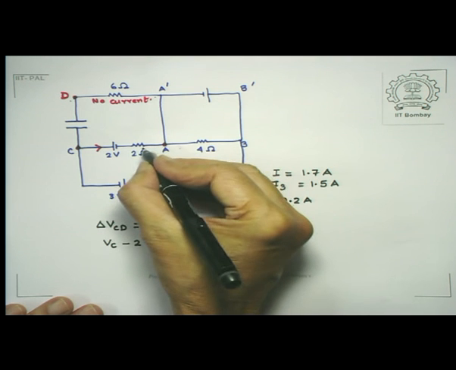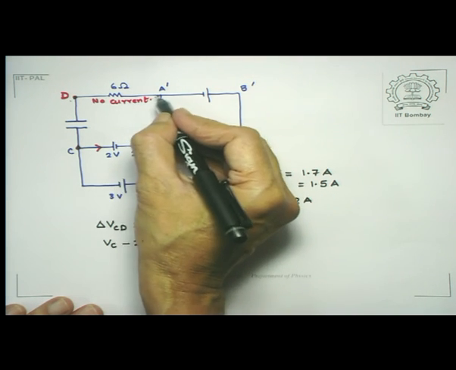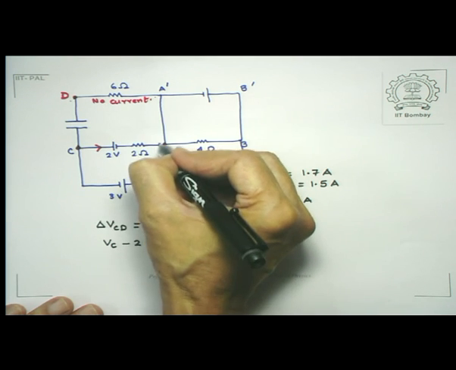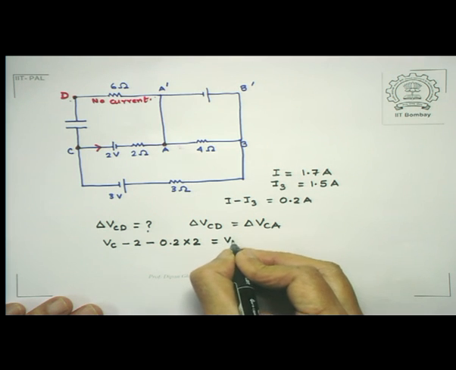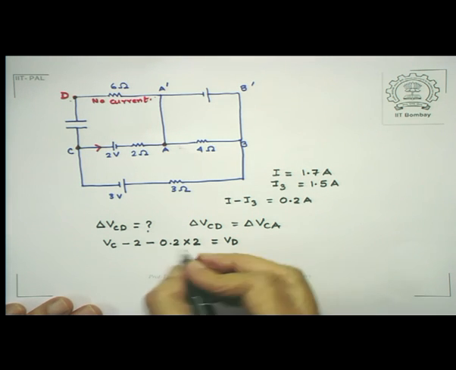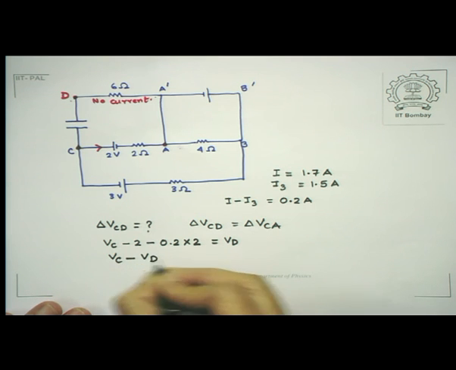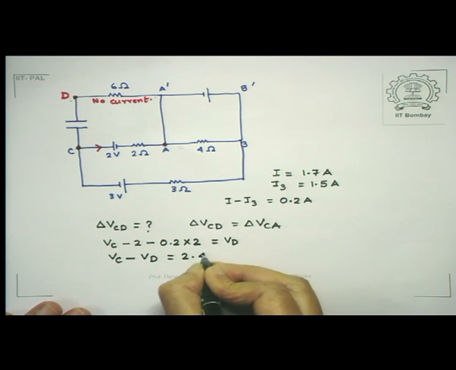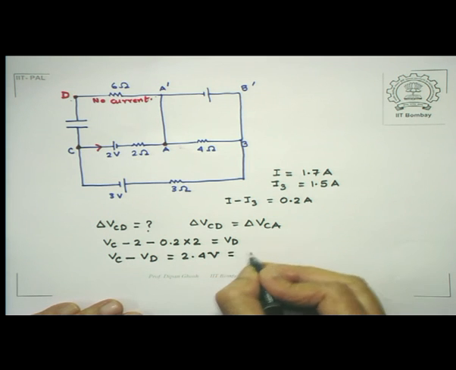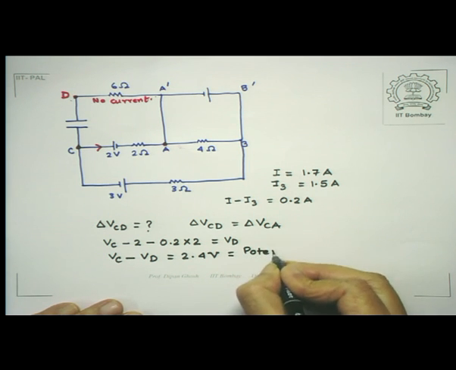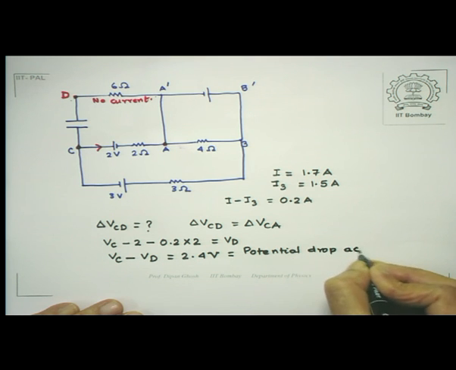And with that I come to this end, and since there is no current passing through this section and this is the resistanceless wire, I can come to point D. So this is equal to VD, which tells me that VC minus VD is equal to 2.4 volts, and that is the potential drop across the plates of the capacitor.